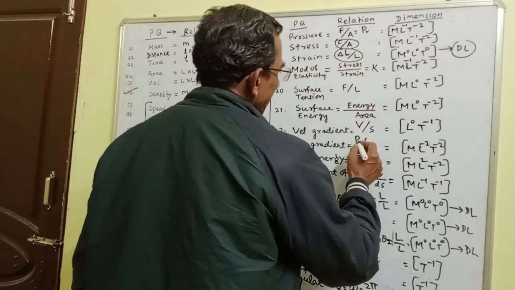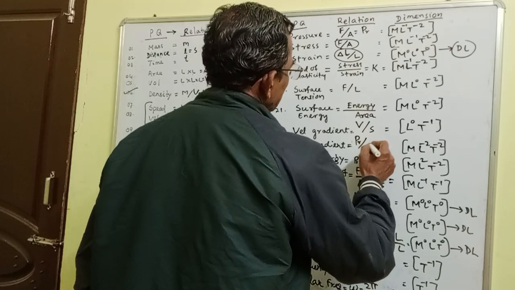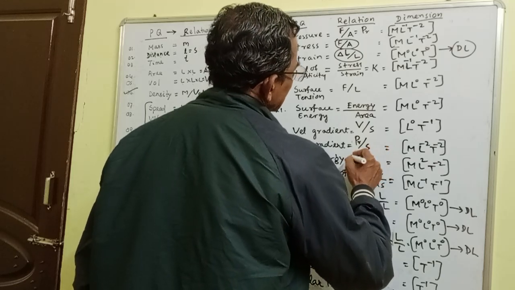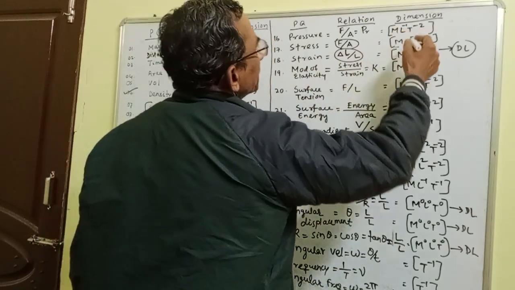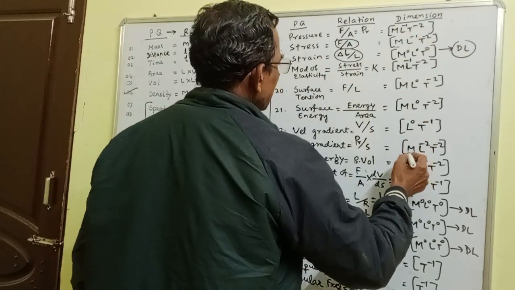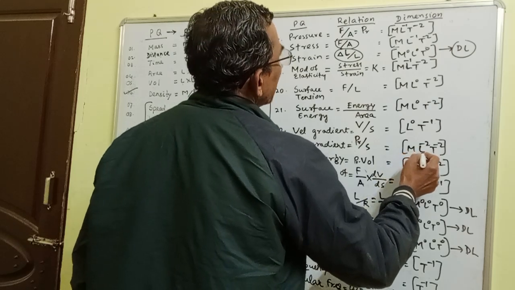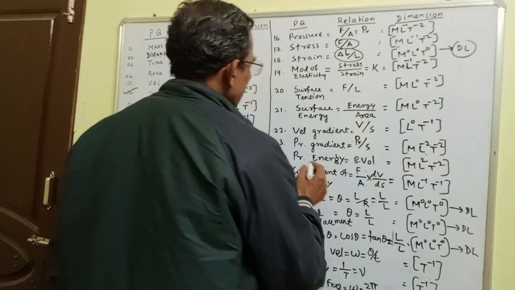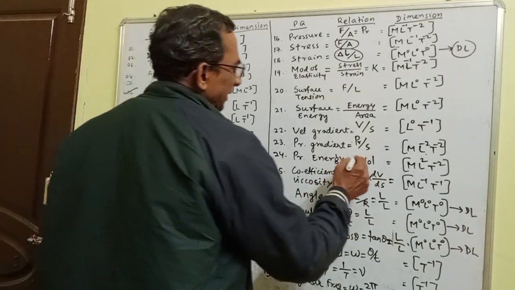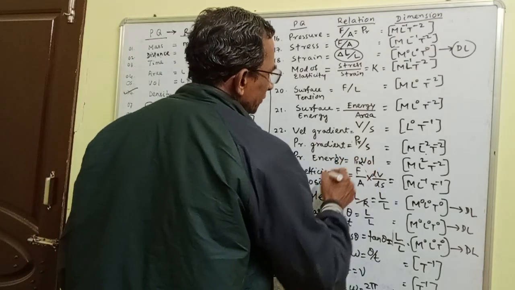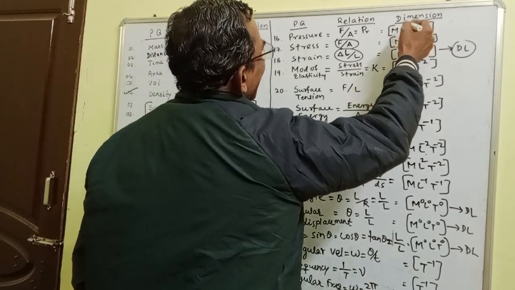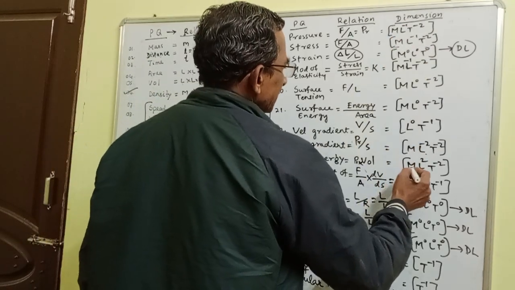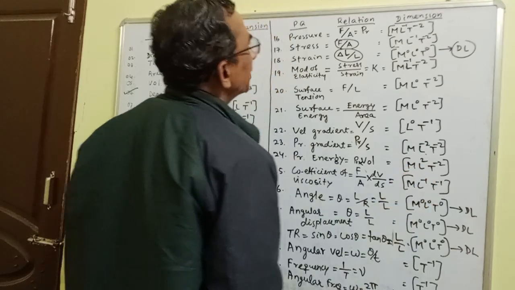Pressure gradient is pressure per distance. So pressure already we know ML minus 1 T minus 2 per distance, it became ML minus 2 T minus 2. Pressure energy is pressure into volume. This pressure was there. Again, volume will be L cubed. Hence, result is ML squared T minus 2.